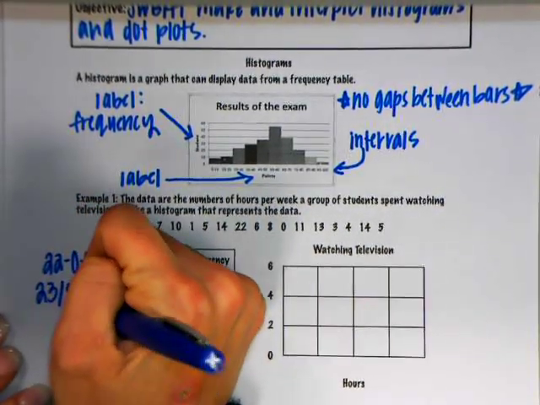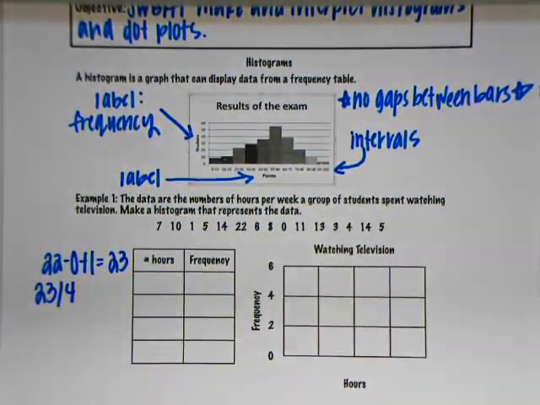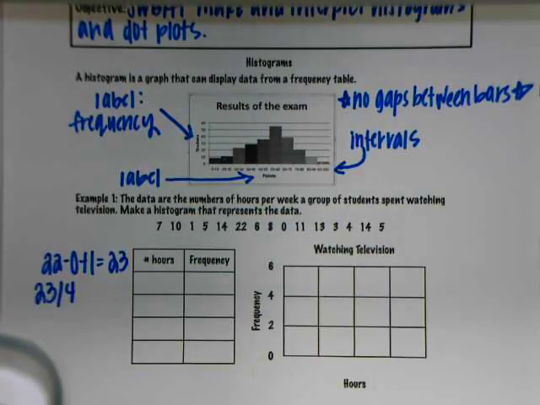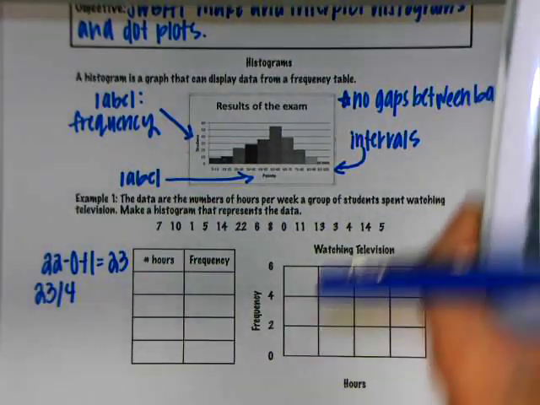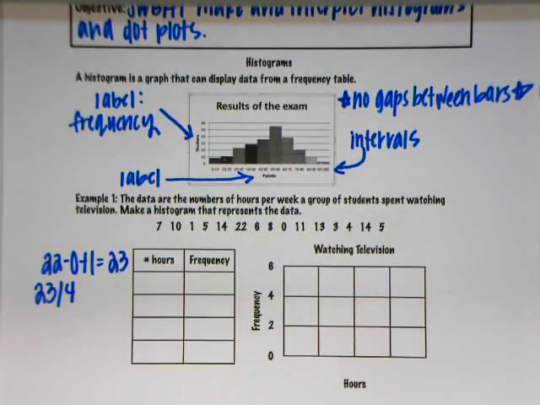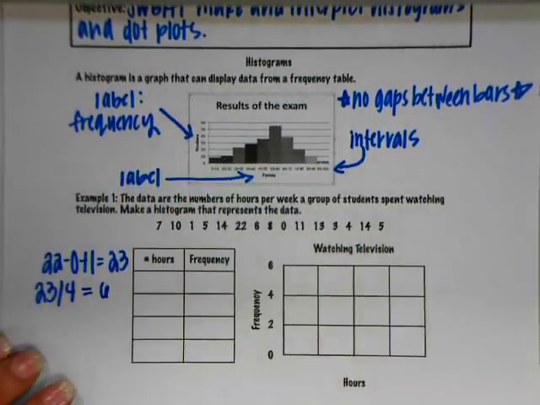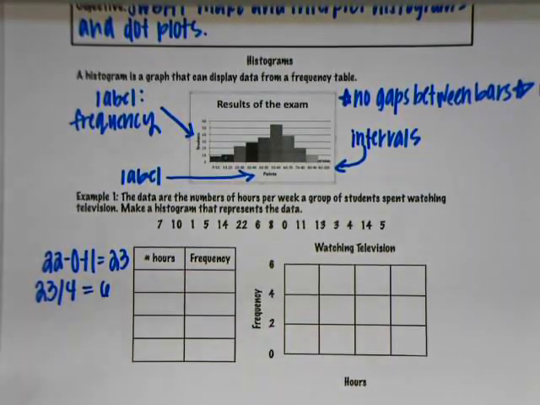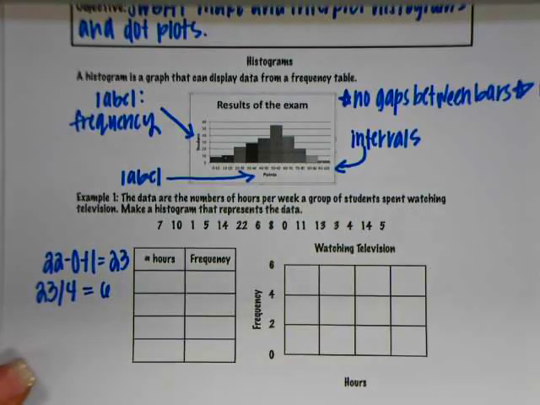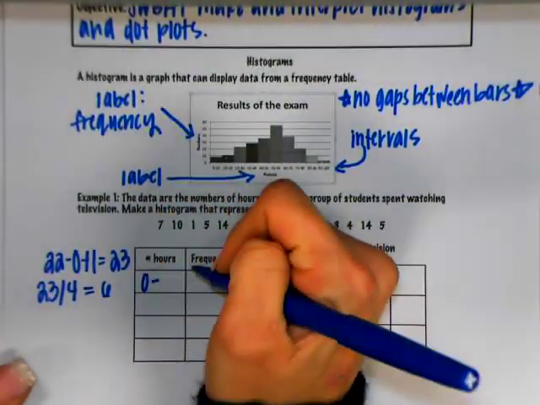23 divided by 4. Okay, so here's an example of one where it's not even. When you do 23 divided by 4, you get 5.75. So you're always going to round up to the next whole number up. So you're going to make that 6. We're just going to end up going past our biggest number a little bit, and that's fine. What's our smallest again? 0? Okay, so it's going to be 0 to what for 6 numbers?